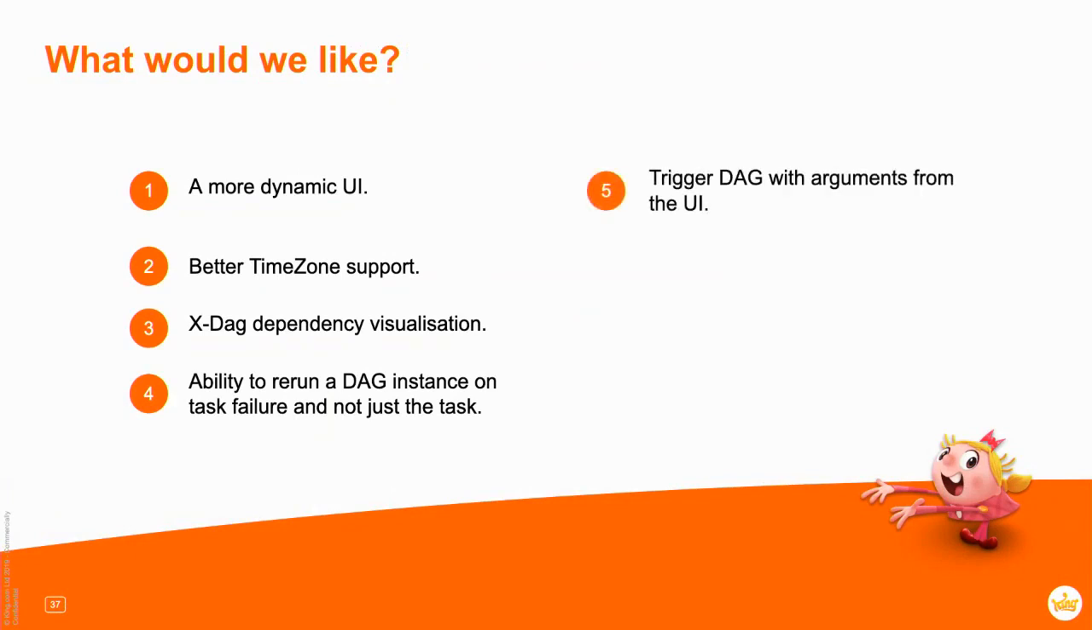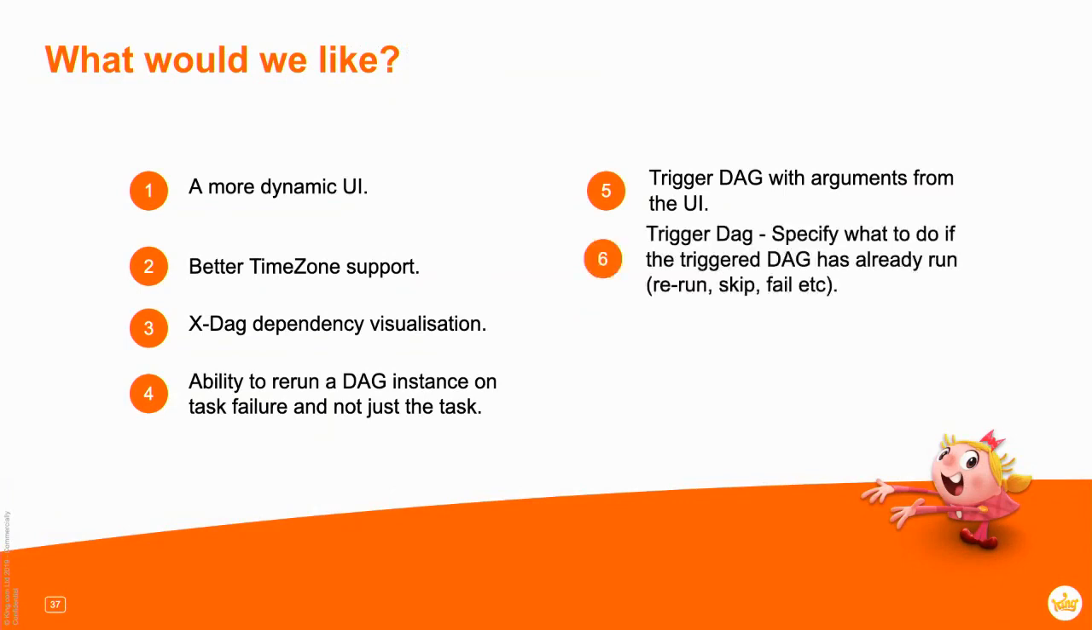Yeah, I mentioned this earlier, just this ability to be able to trigger DAGs with arguments directly from the UI. We have many DAGs which trigger other DAGs. And if the DAG being triggered has already run, and then the triggering DAG reruns, the task doing the triggering will fail. And it would be really neat if we could say things like, if the DAG to be triggered has already run, maybe skip, or maybe clear it and run it again, or maybe fail like it does currently.